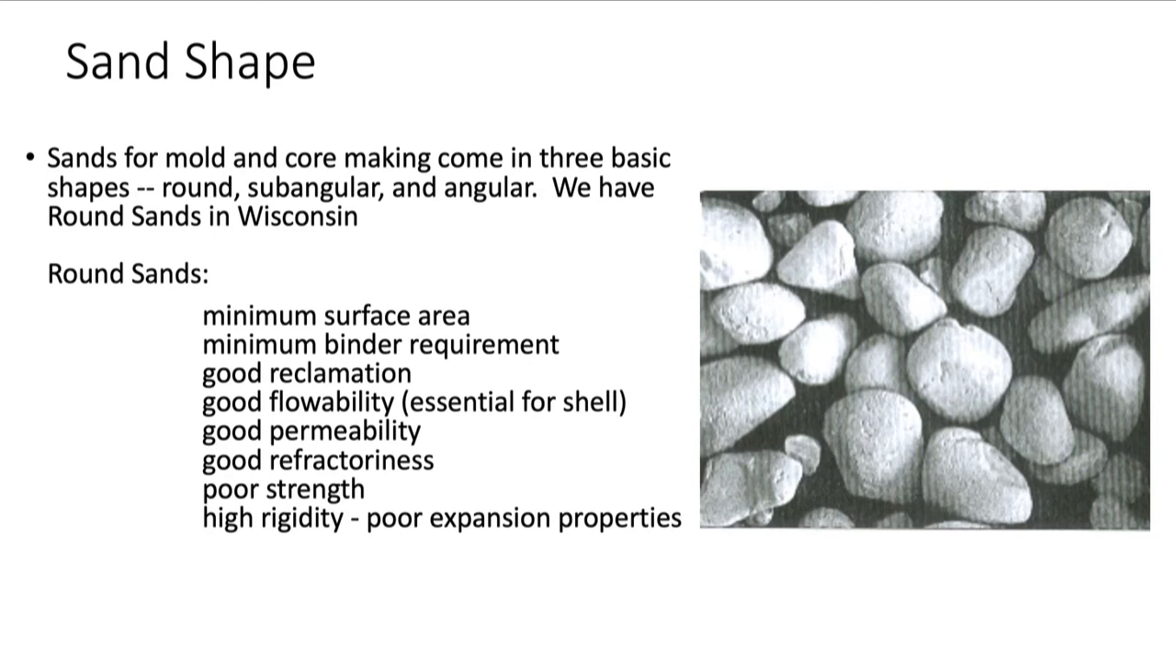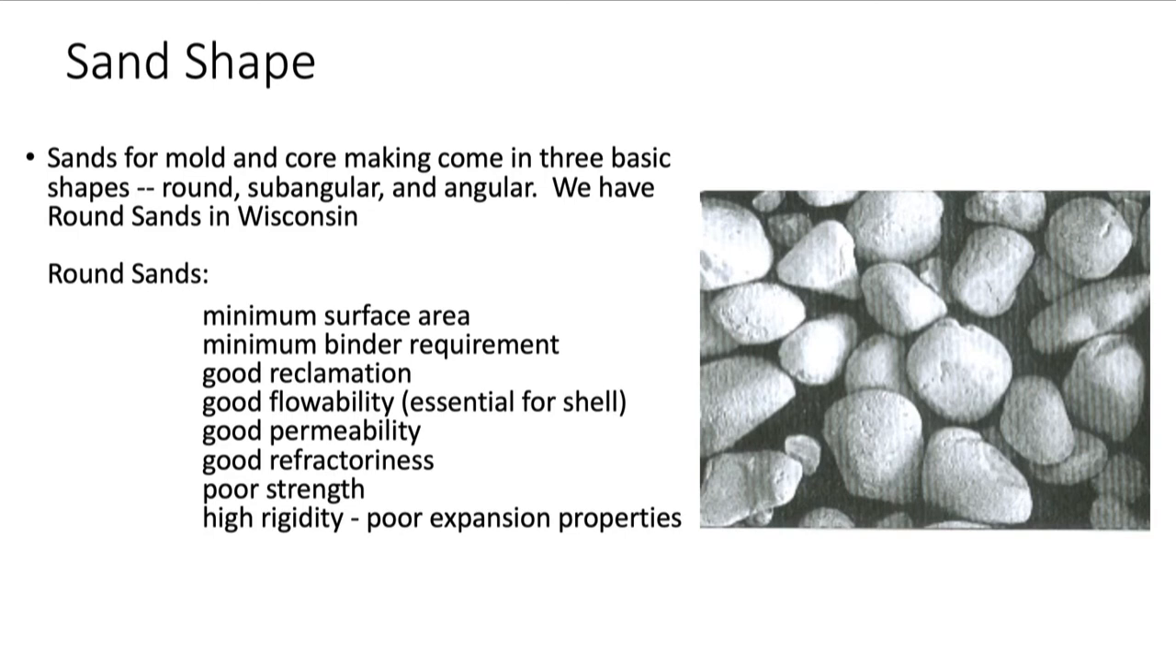Good permeability, we talked about before. Round sand grains have good permeability because they have a lot of opening between them. They just touch at one point, tangent to each other. Good refractoriness means that they can withstand high temperatures and even cycling from low to high temperatures and back down. The reason is that when they're smooth, they're less likely to have an imperfection where a crack forms.